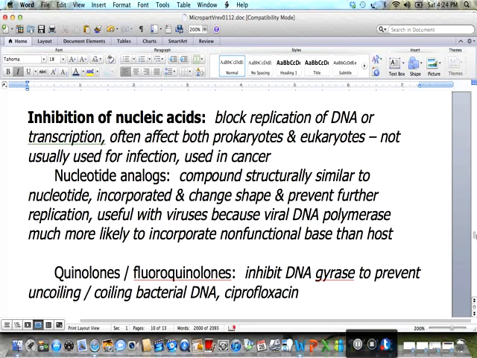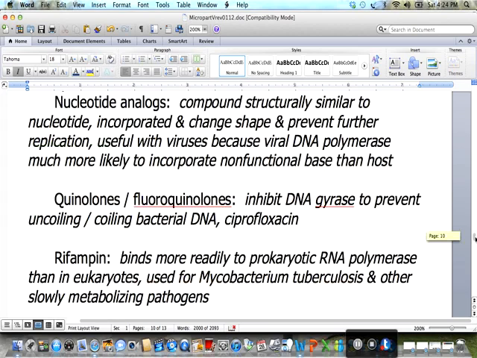the host. The quinolones and fluoroquinolones inhibit DNA gyrase to prevent the uncoiling and coiling of bacterial DNA. For example, ciprofloxacin. Rifampin is a drug that binds more readily to prokaryotic RNA polymerase than in eukaryotes. It is used for Mycobacterium tuberculosis and other slow metabolizing pathogens. Clofazimine binds the DNA of Mycobacterium leprae and prevents normal replication and transcription.